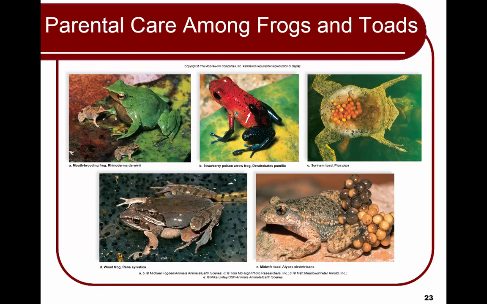The mouth-brooding toad carries its eggs in its mouth, but the strawberry poison arrow frog, you see the tadpole on its back. The wood frog down there at the bottom, that's the male and the female frog there. So they'll deposit their eggs in the water. So they are similar, but how they care for their offspring is totally different.